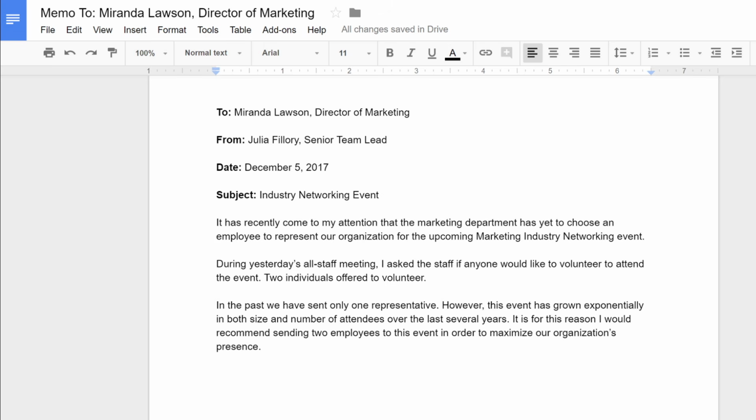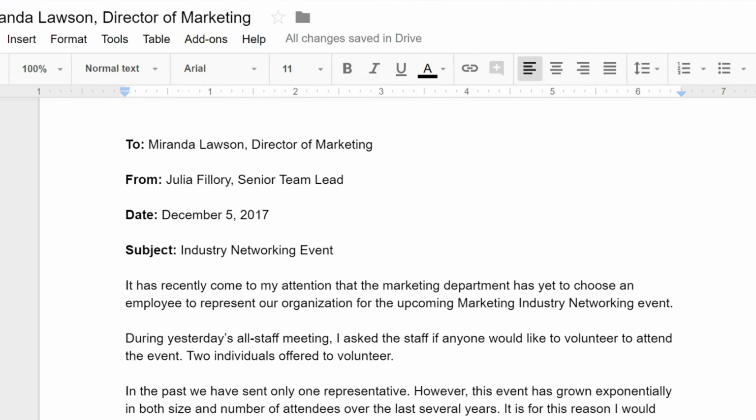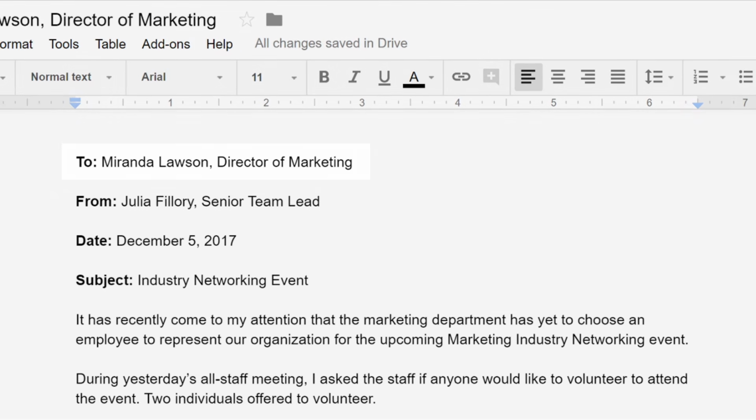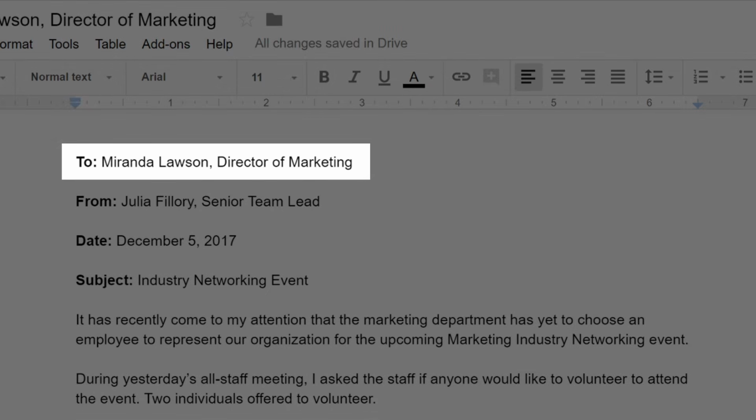It usually begins with a header section that lists recipients and other details. Let's take a closer look at what's included in the header. 2. Include each recipient's name and job title. For example, Miranda Lawson, Director of Marketing. If you're addressing a designated group, however, simply state the name of the group.